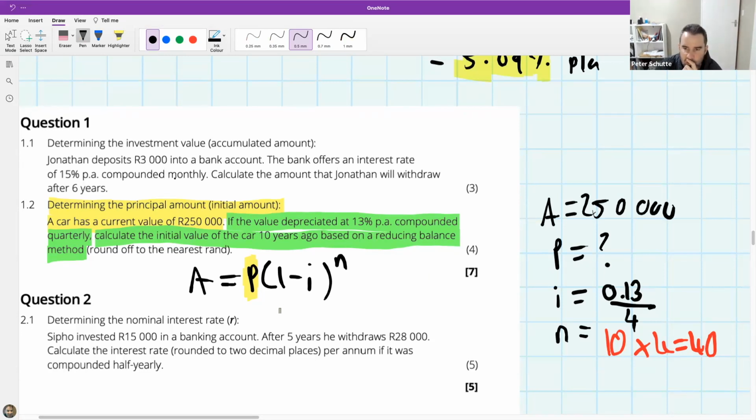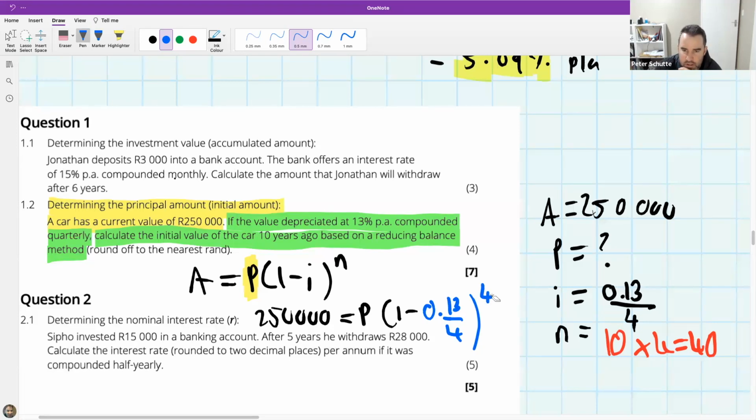So we could start with 250,000 equals P. And then I don't know what i is, but I do know this should be 40. I do know what i is. I lie, I tell a lie. It is, in fact, 0.13 divided by 4. That's the whole point. And then this over here should be 40. Well, let's put it in red so it's nicely color-coded.